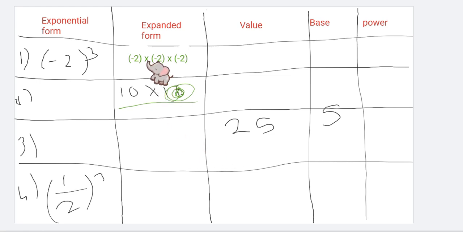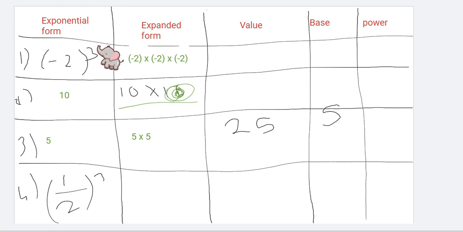Then over here what will be the expanded form? 25 to the power what? If the base is 5, then how many times will you do it? 2 times, because 5 times 5 is 25. So 5 into 5, and what will be the base? The base will be 5 itself. And what will be the base over here? The base will be 10. Alright, now the value over here.